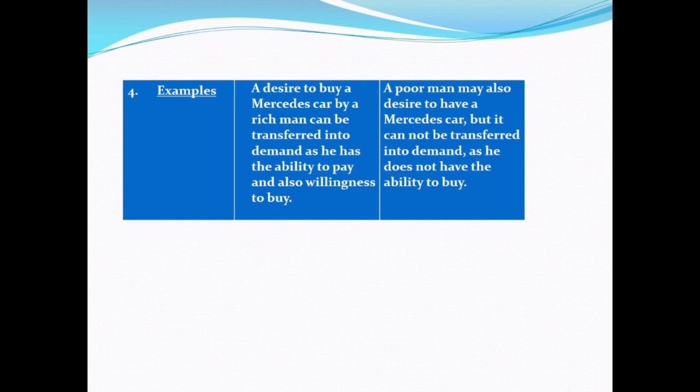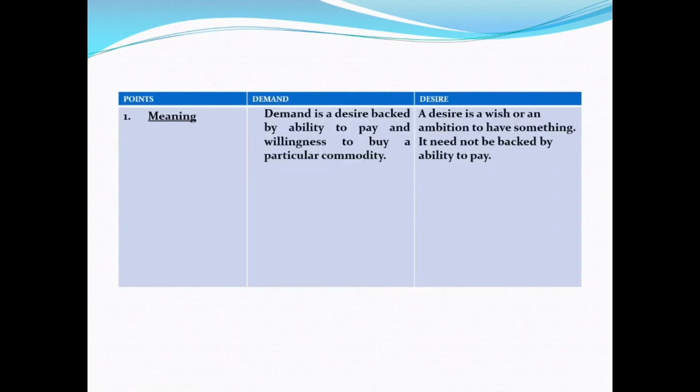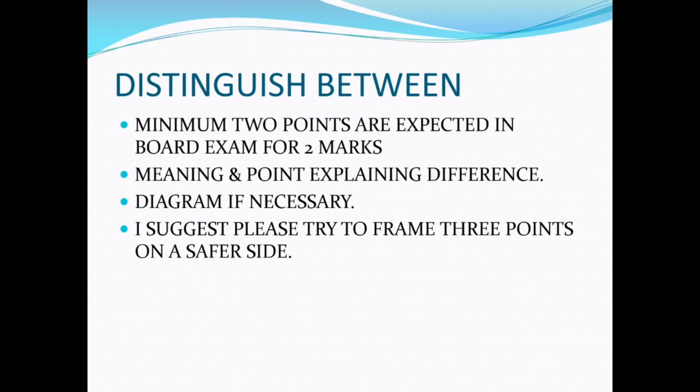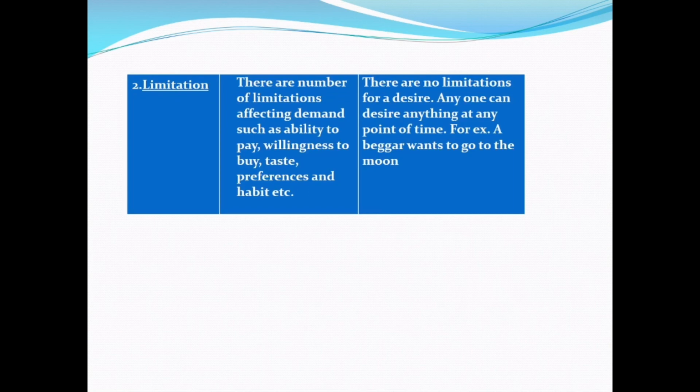So, in this way, my dear students, we can easily write or present the distinction between demand and desire in these following points. As I said in the previous slide, minimum 2 points are expected in board exam for 2 marks: meaning and point explaining difference, diagram if necessary. I suggest please try to frame 3 points to be on a safer side. Here in this slide, I already explained 4 points. You can go for any 3 out of these.